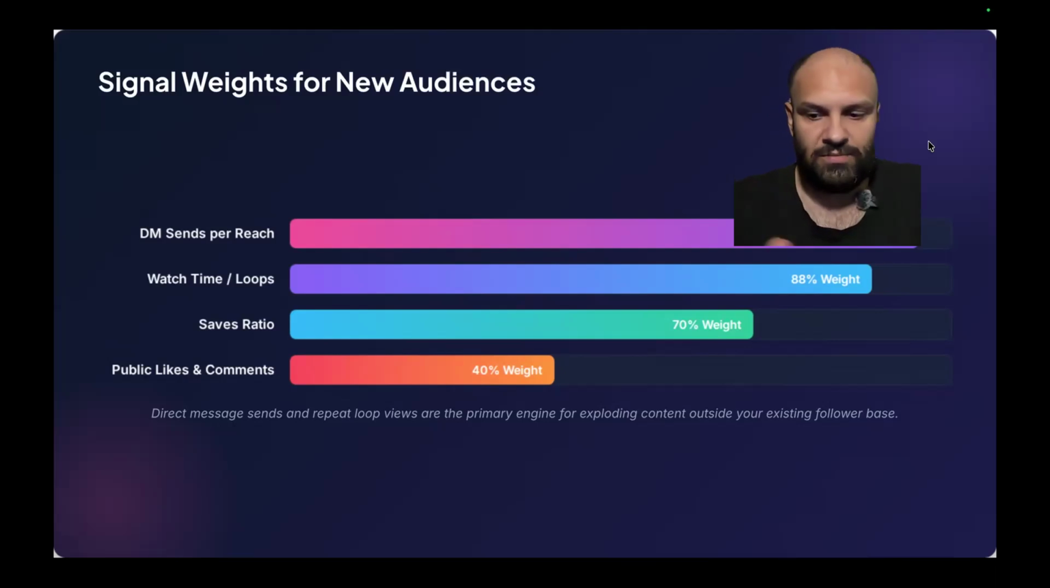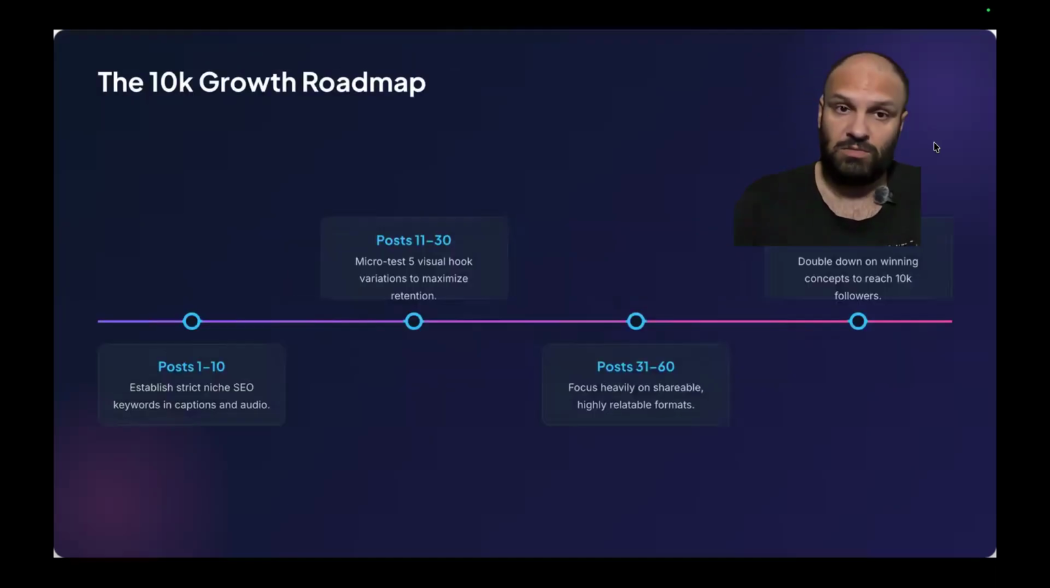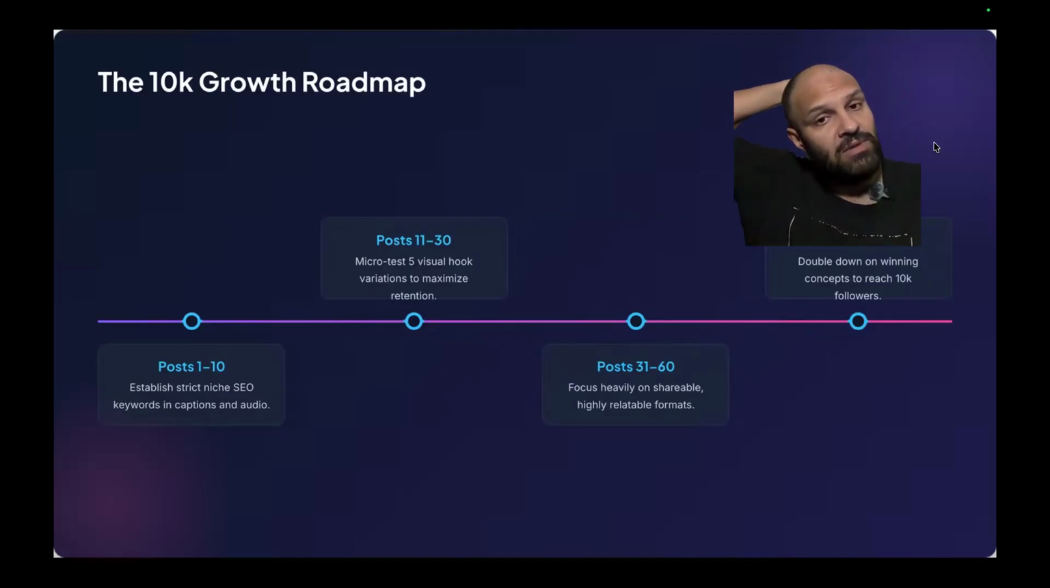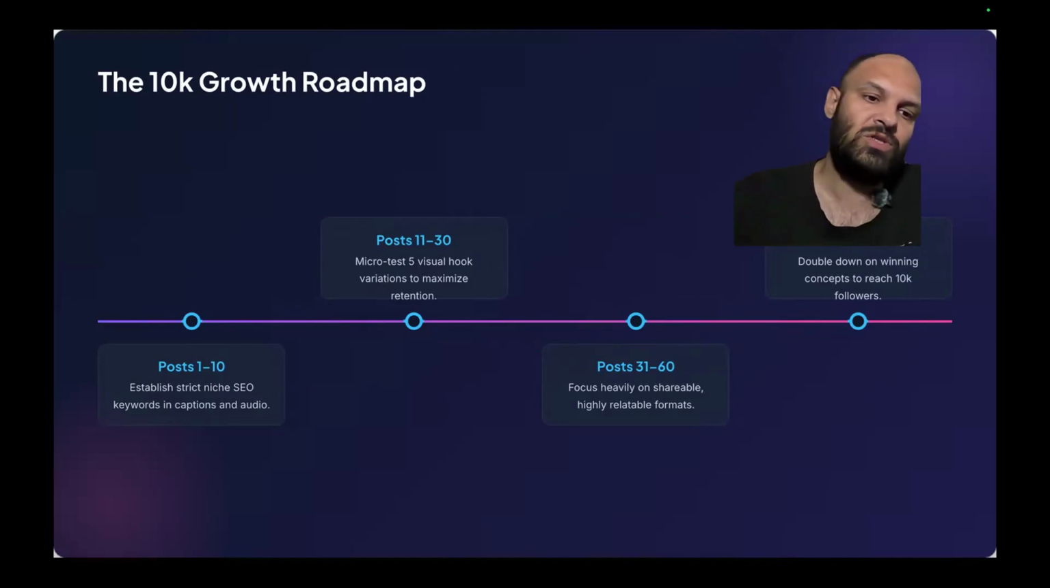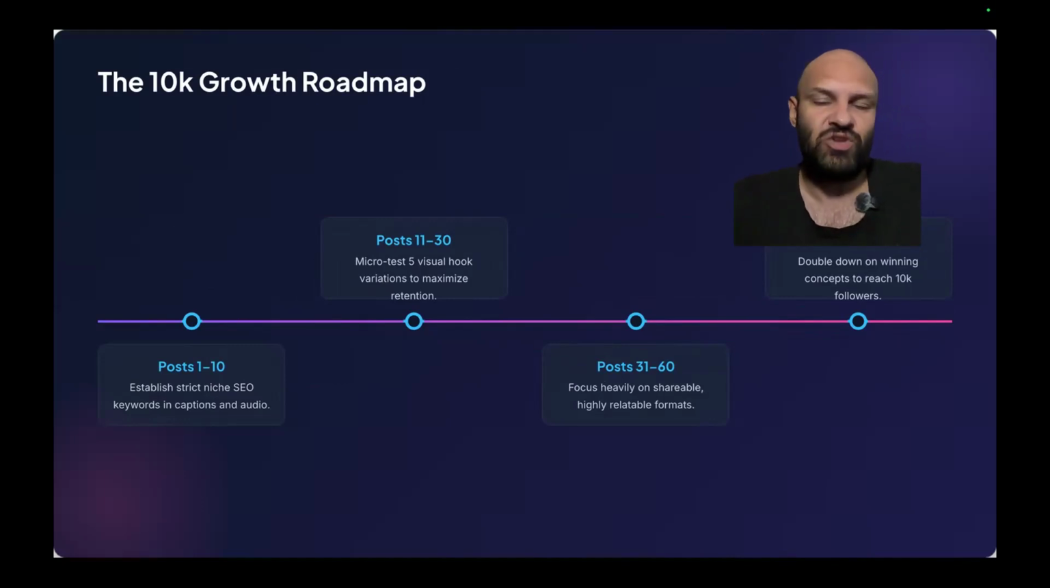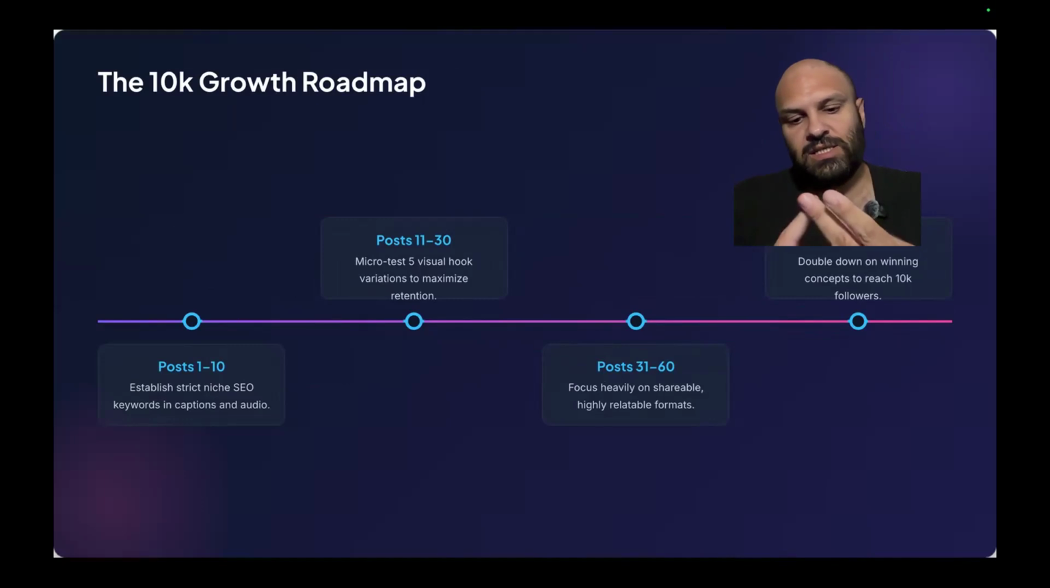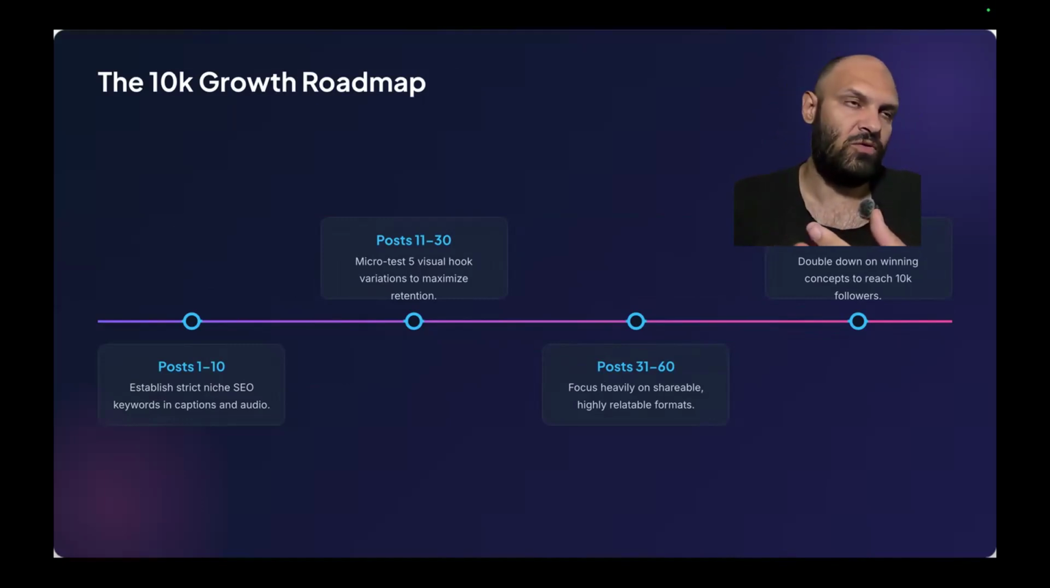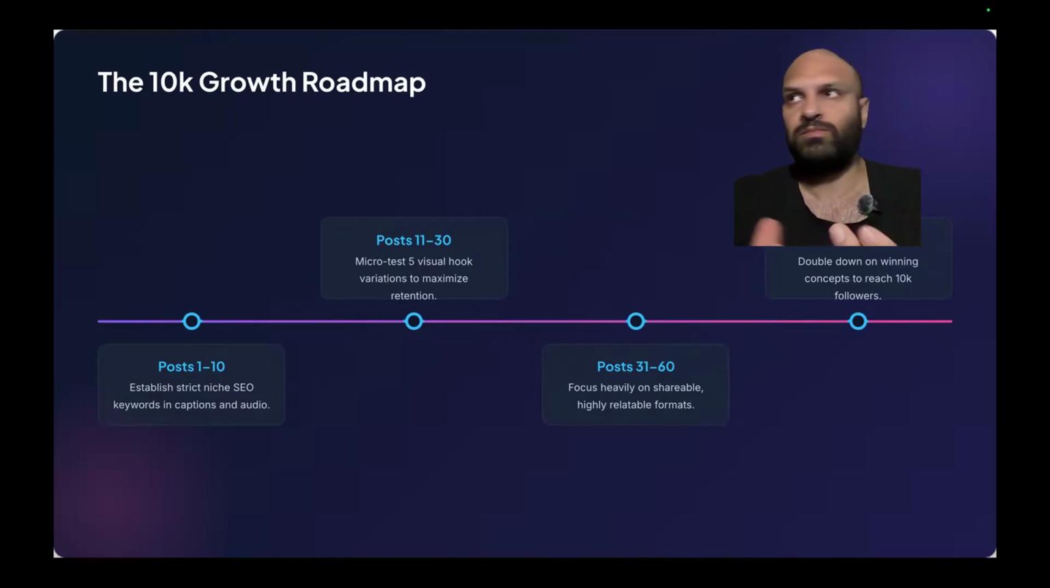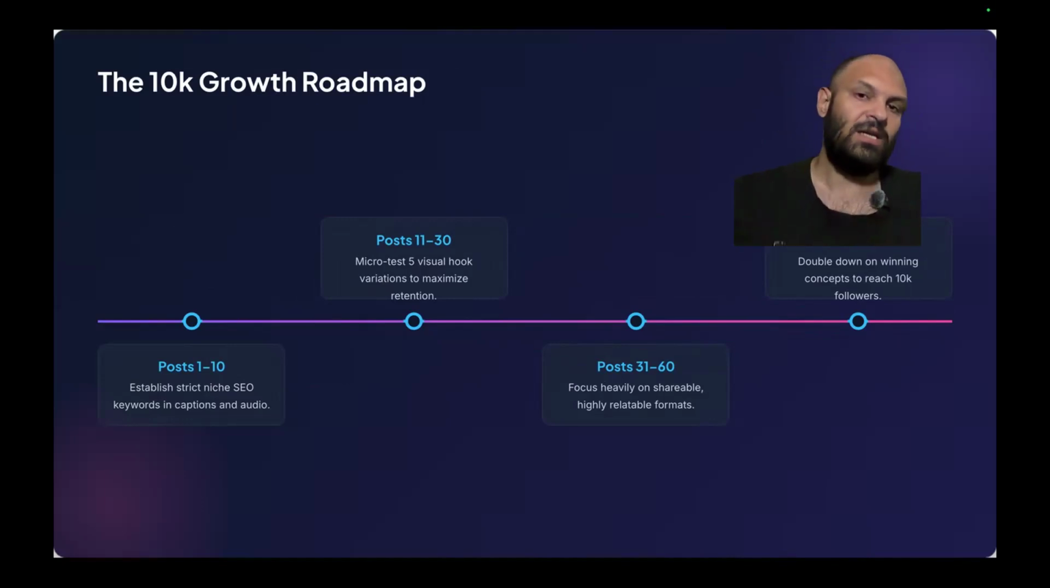That's your best bet. That's going to help you the most, utmost. Now, if you want to grow to 10K, this is what you want to do. So the first 10 posts, you need to establish a strict niche because you want to teach the algorithm what your keywords are, who your target audience is, and what you can do for them, right? What sort of value you hold for them in terms of entertainment, for instance, or teaching or whatever it is, depending on where you are.